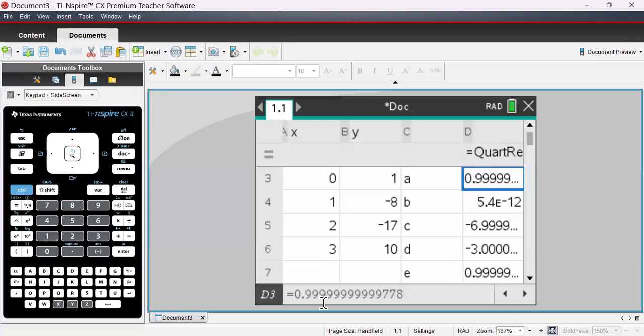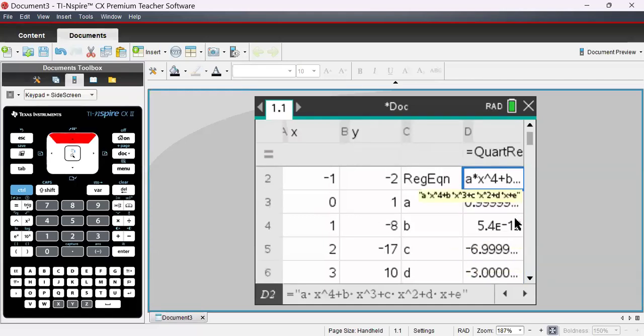All right, so A is just going to be a 1. 0.999, you see the box down there, that's going to be a 1. All right, B, that's going to be a 0. That's e to the negative 12. C, if you round to 3 decimal places, that's just going to be negative 7. All right, D is negative 3. And E, if we round to 3 decimal places, is just going to be 1.